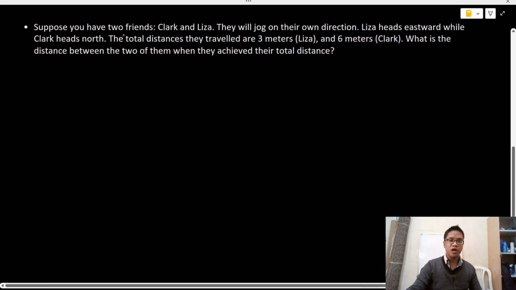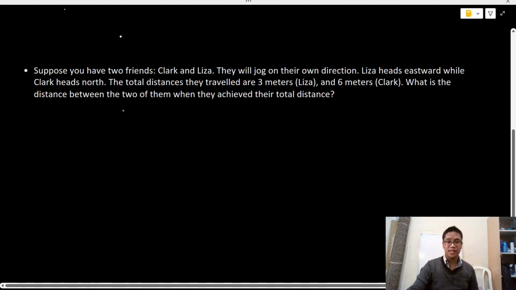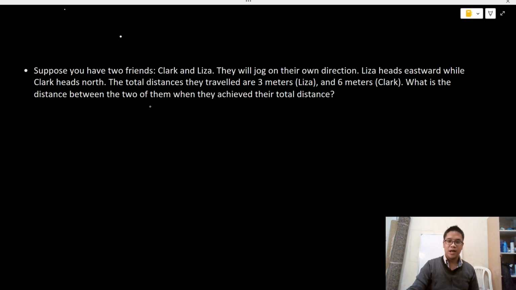So suppose you have two friends, Clark and Liza. They will jog in their own direction. Liza heads eastward while Clark heads north. So the total distances they travel are 3 meters for Liza and 6 meters for Clark. What is the distance between the two of them when they achieve their total distance?